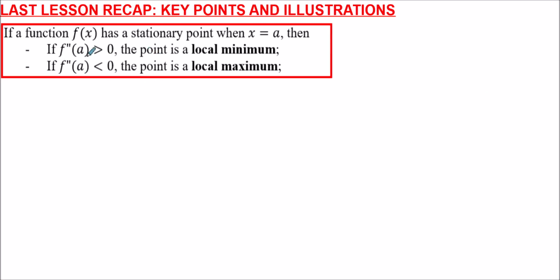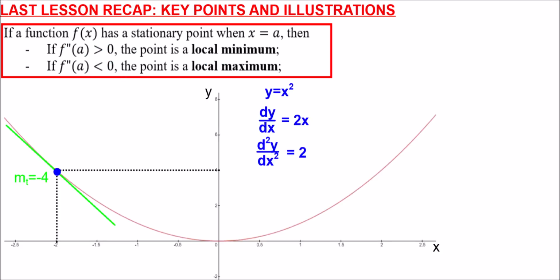It's a minimum when the second order derivative is greater than 0, yet it's a maximum when the second order derivative is less than 0, so it seems almost back to front. So I want to just use the graph of y equals x squared to give a bit more flavour and a bit more understanding to this.